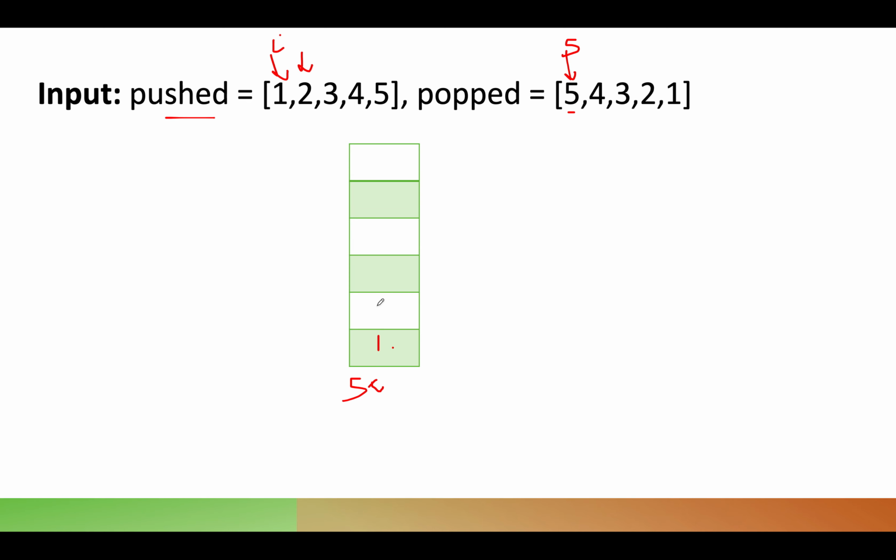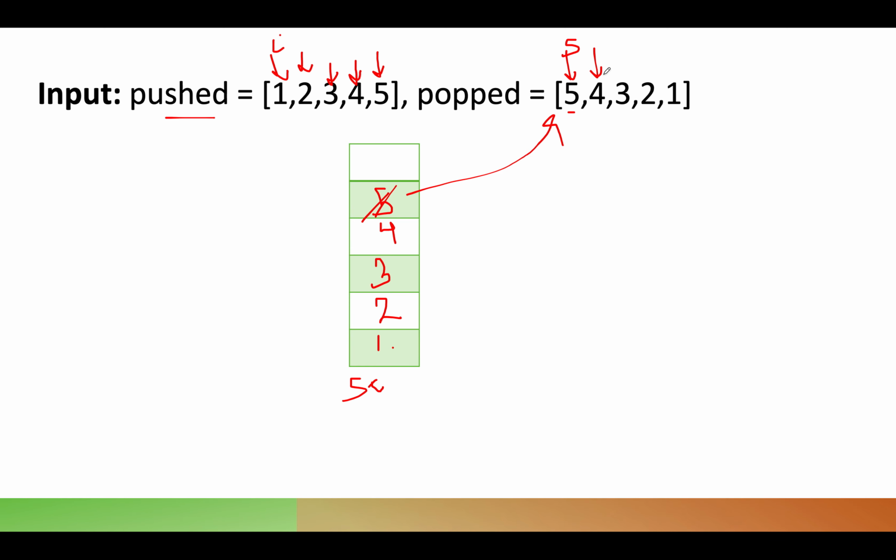Now we have 2, so 2 gets added. 2 is not equal to 5, no worries, move ahead. We get 3, again 3 is not equal to 5, move ahead. We get 4, 4 is not equal to 5, move ahead. And now we add 5 in the stack, and 5 becomes equal to the current element in the popped array, and since it's a match, we will remove this element and increment the S counter.